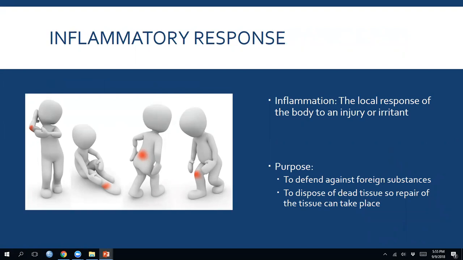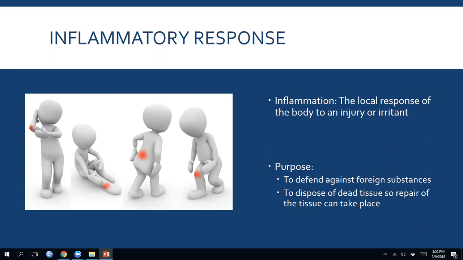So when we talk about inflammatory response, we need to think about what this is. Anytime we have inflammation, this is the local response of the body to an injury or irritant. This is the body's way of saying, hey, something's wrong. Think of the idea that if something were to happen, you have a bunch of people around because of that. That's the same idea as the inflammation.